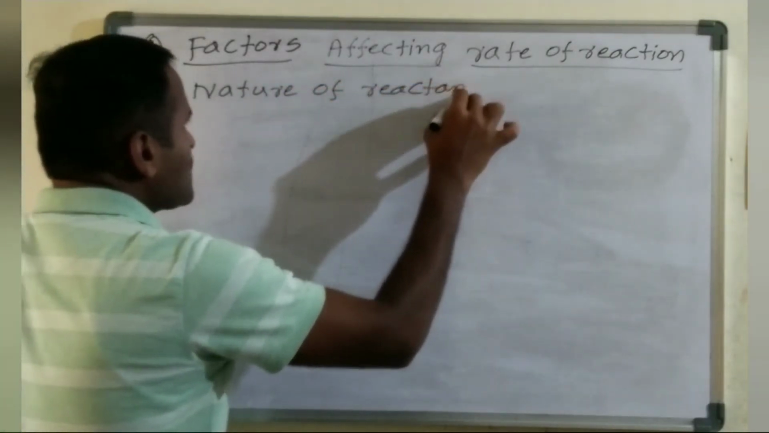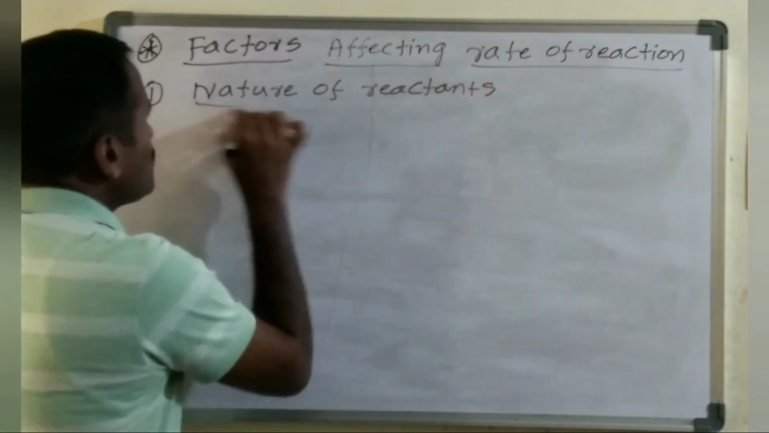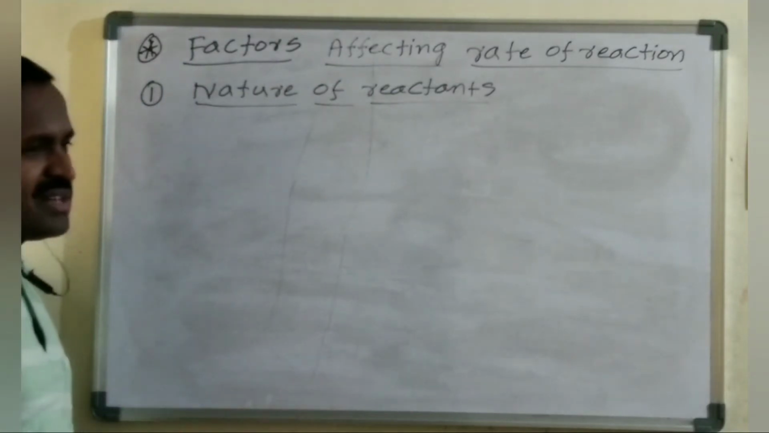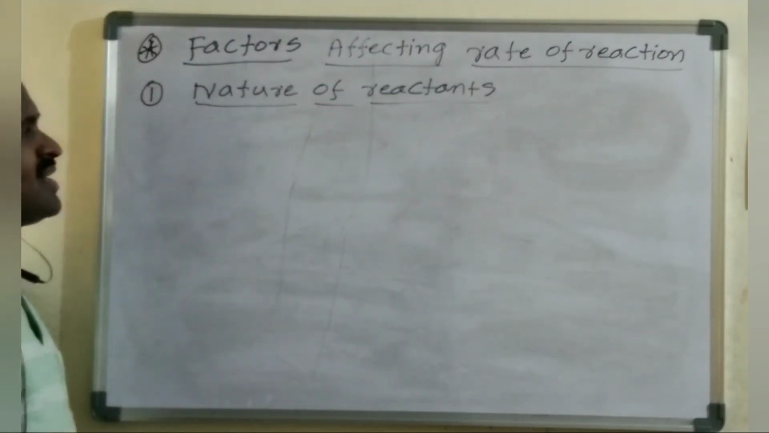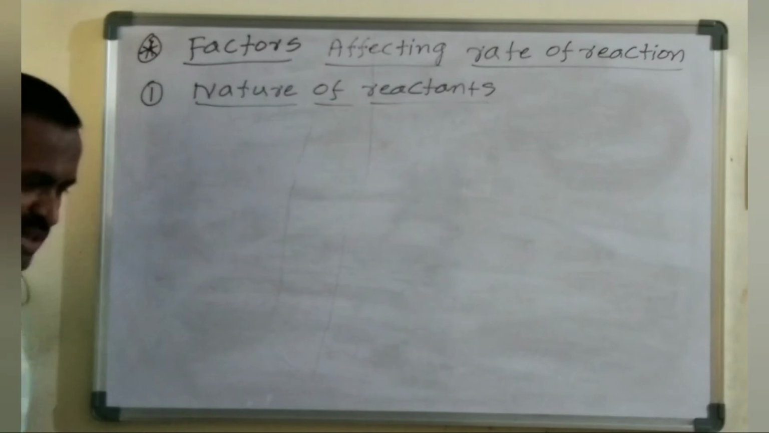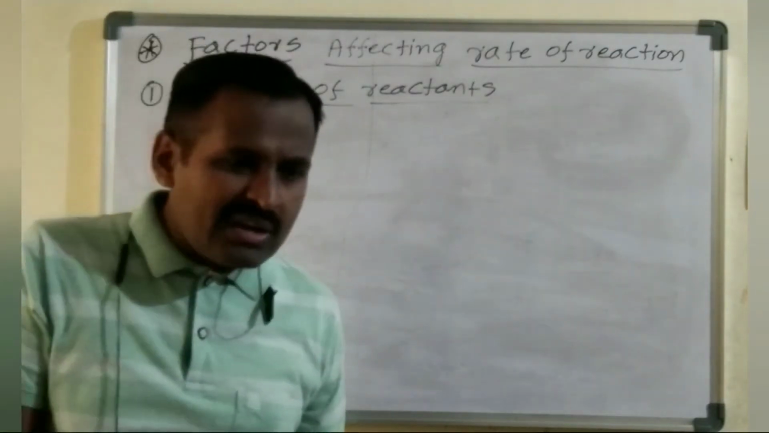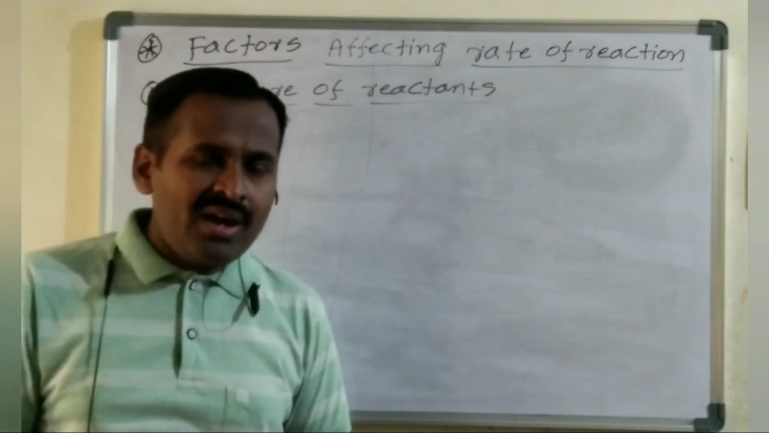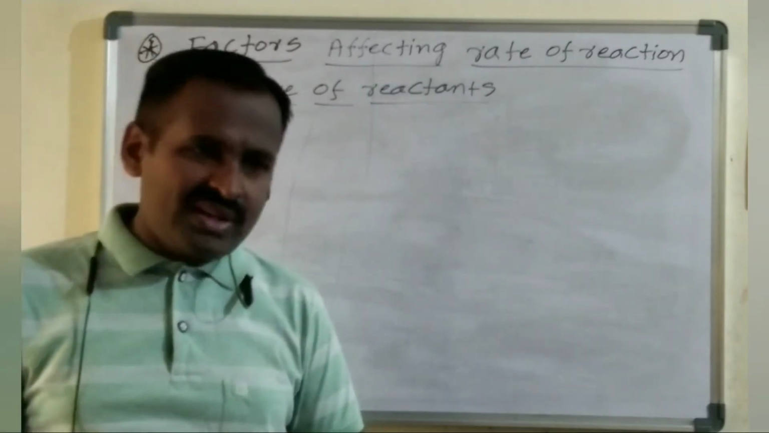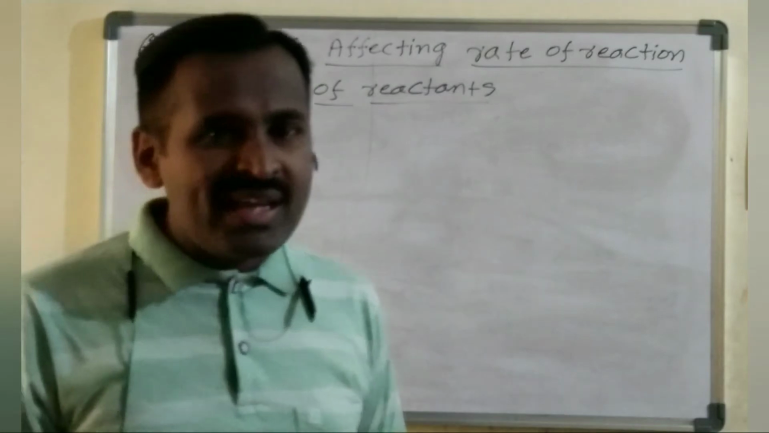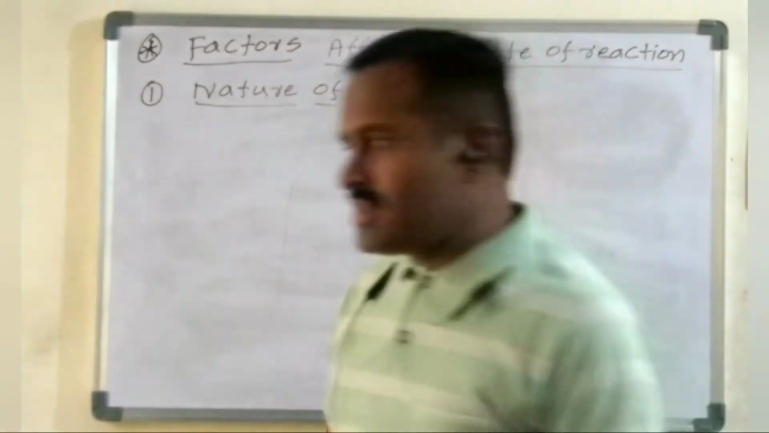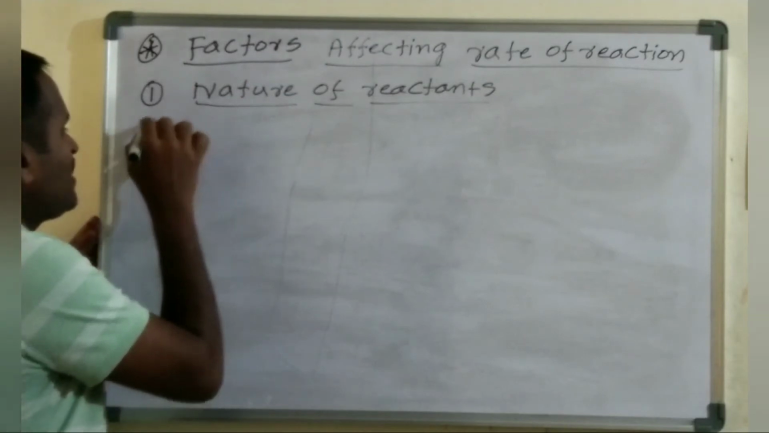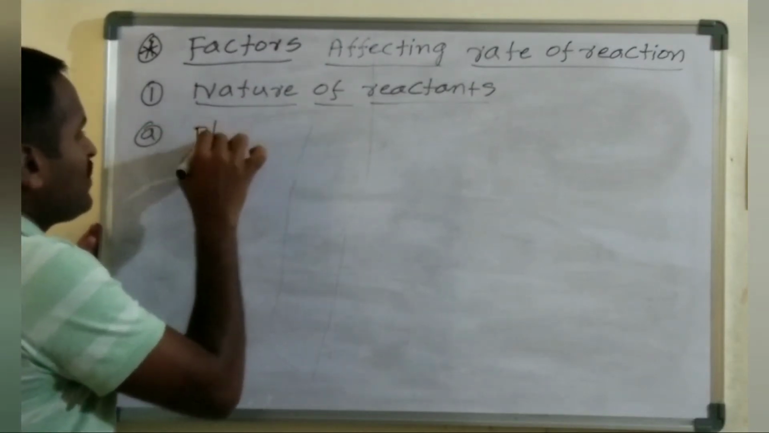The rate of a reaction will be affected by certain factors, and the first one is the nature of reactants. Under the nature of reactants, we need to talk about the physical state of the reactants, the particle size of the reactants, and the chemical nature of the reactants. So I am writing here first the physical state.